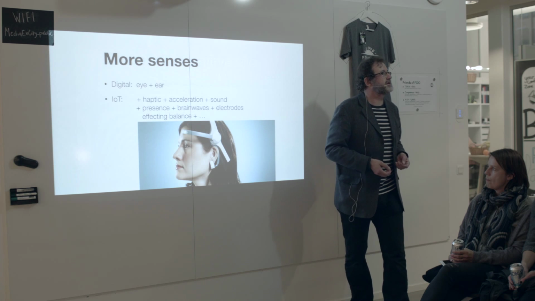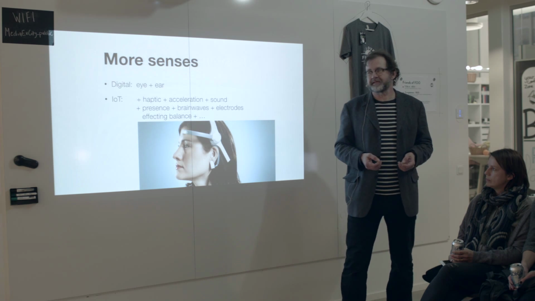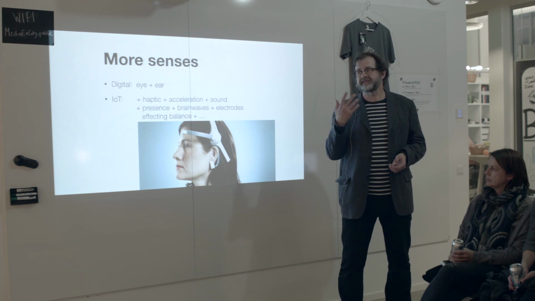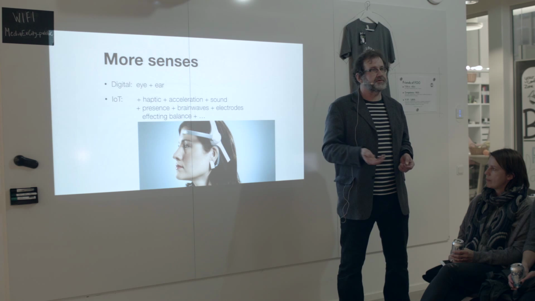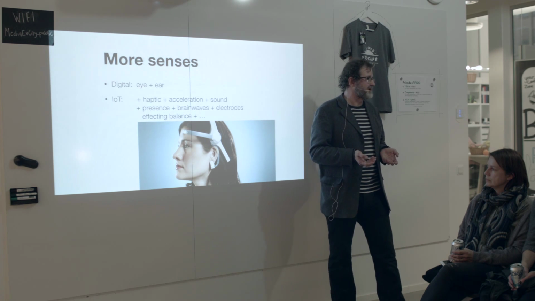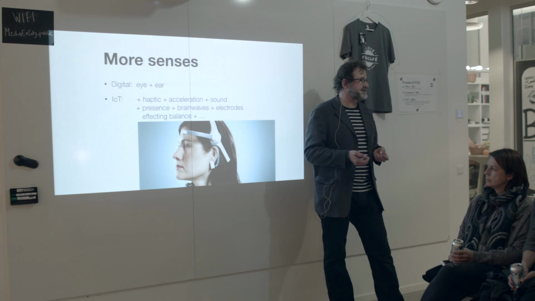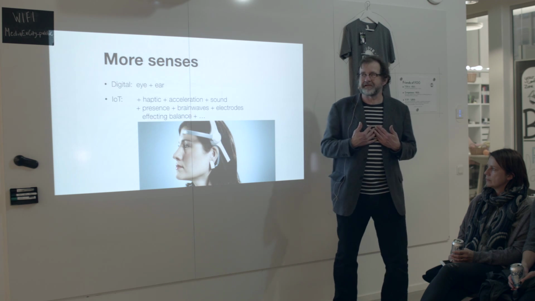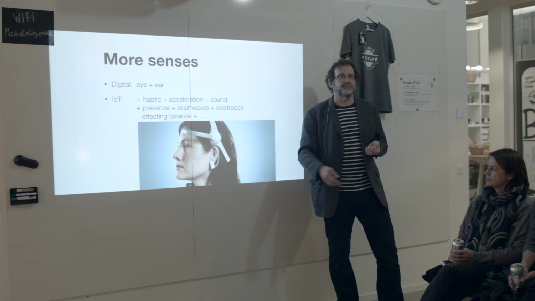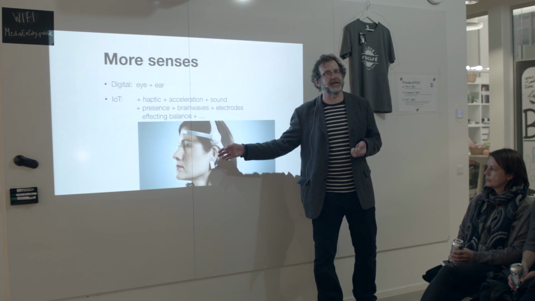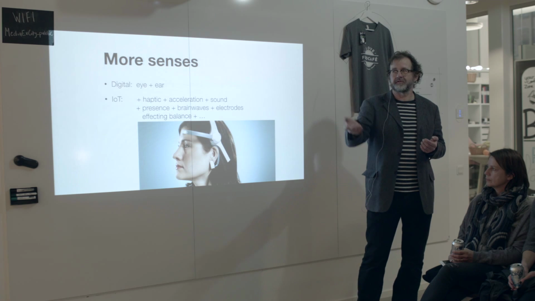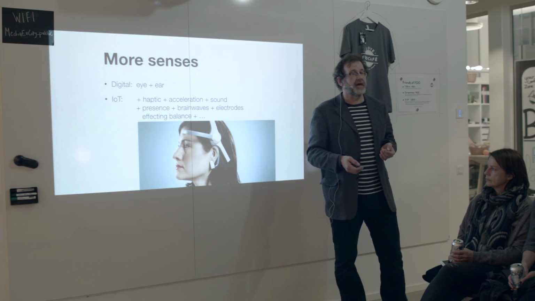One very important difference is that computer interaction is eye and to some extent ear. It's vision and it's sound. While Internet of Things interaction is haptic, it's acceleration, it's the presence of a body in a room. It's possibly brain waves. This can be used at a computer as well, but it just reads your thoughts, so you can actually control things, at least simple things, and not so simple things.